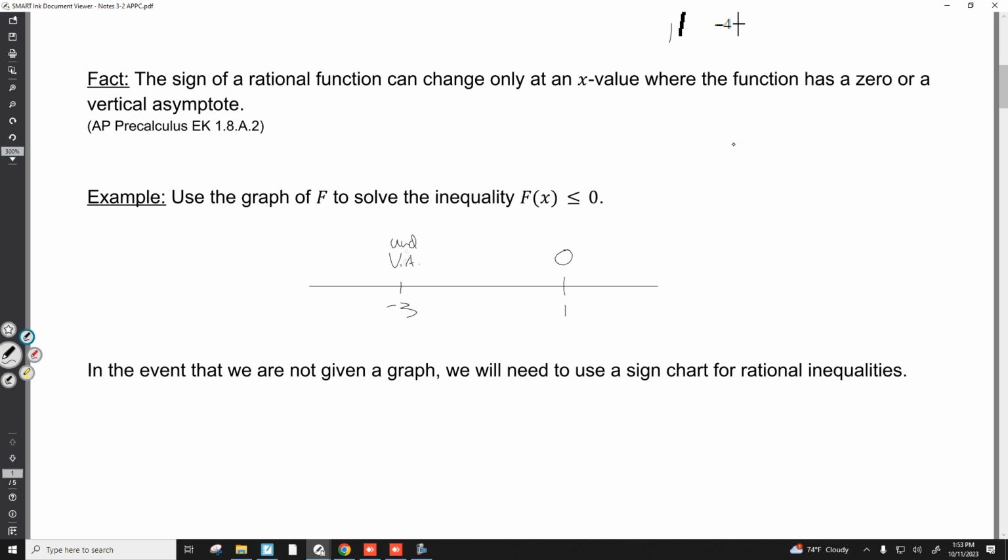You will be using test points to determine the sign. If you plugged in something like 2, if I plug 2 into this rational function, I get a positive divided by a positive. Well, that's for sure a positive.